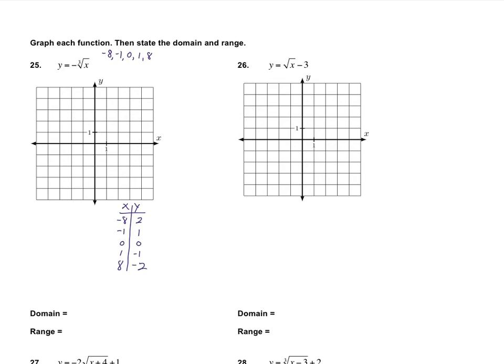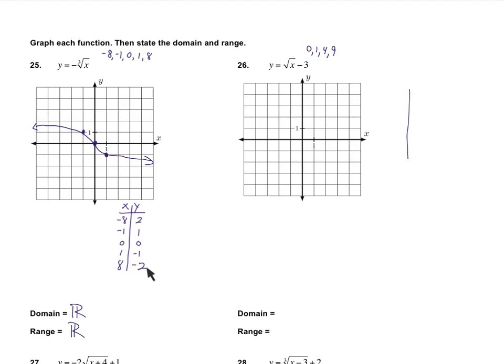When we plug those in, we get -2, -1, 0, 1, and 2, but we're multiplying by -1 out there. So you've got to make sure to multiply by -1. That makes it +2, +1, 0, -1, and -2. So that flips the graph. All real numbers for domain and range. So pay attention to that negative sign out there.